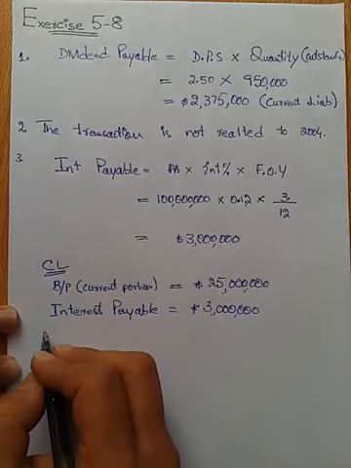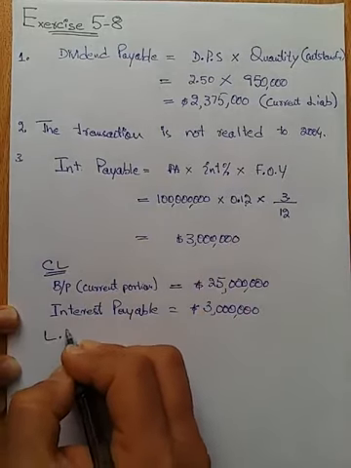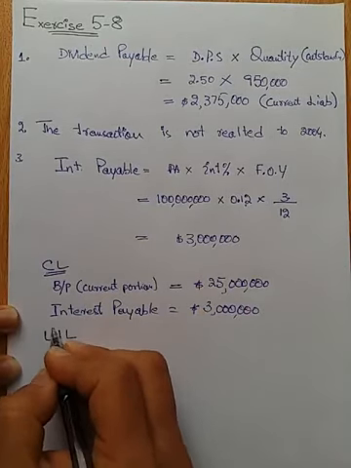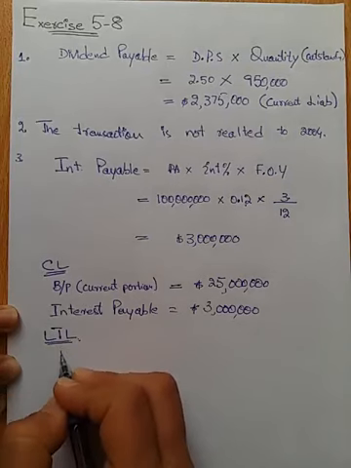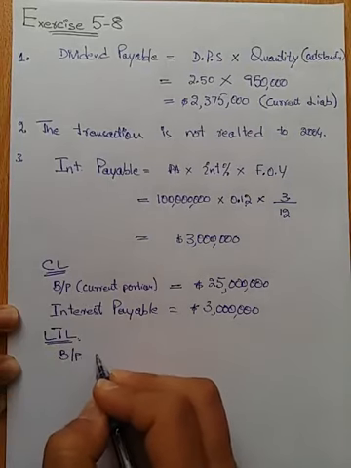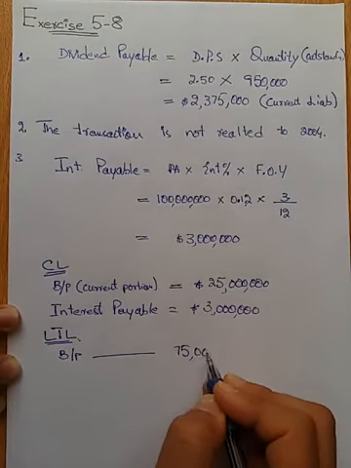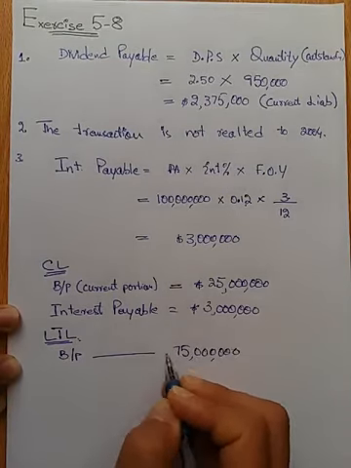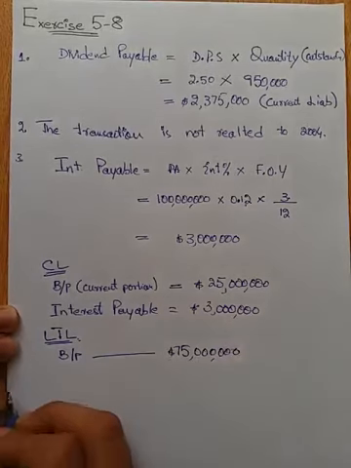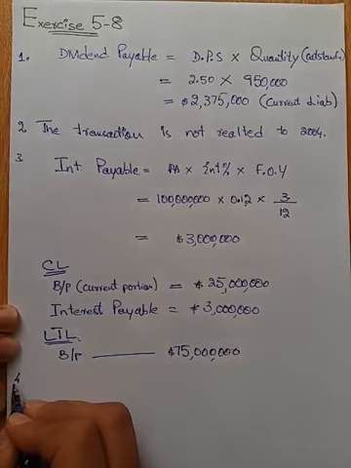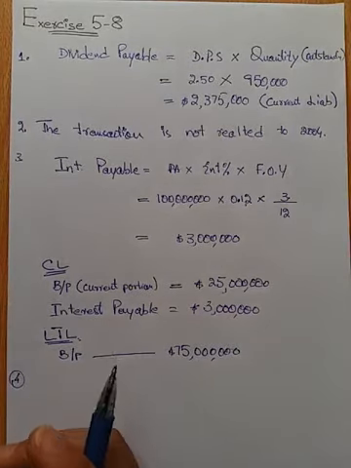As far as the long-term liabilities are concerned, for the long-term liability, we would have the bond payable only, but how much would this bond payable be? It will be $75 million, and that's it. So this would be the answer of transaction number 3. Let's go to transaction 4.